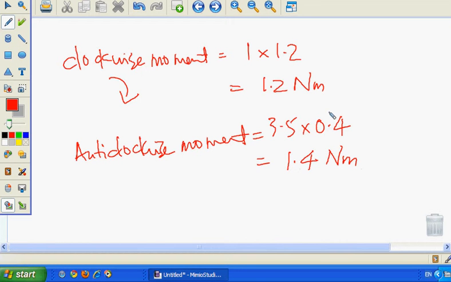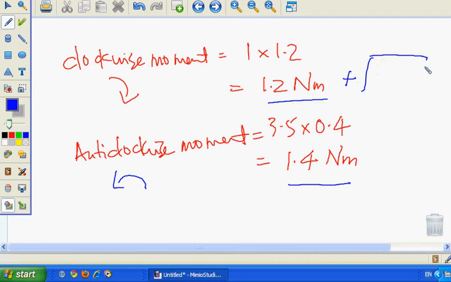If we do a comparison, this is 1.2 Newton meter, which is my clockwise moment, and my anti-clockwise moment is 1.4. So in order for it to be in a state of equilibrium or balance, these two are supposed to be equal. If we take the difference, this clockwise moment is still short of how much?